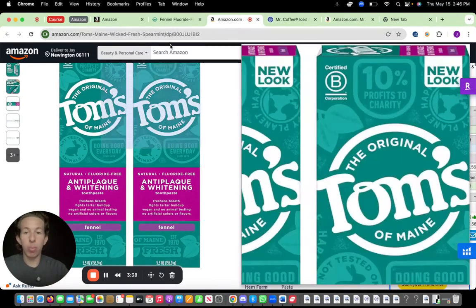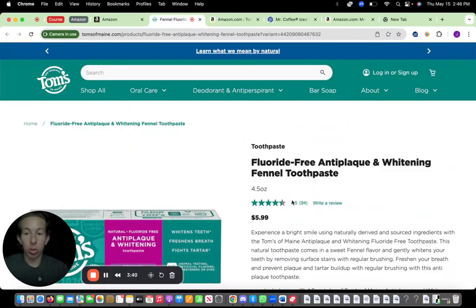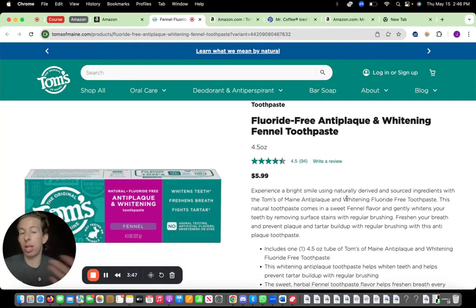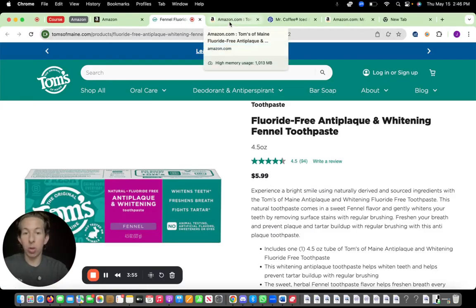So what I'll do is I'll jump right into the source site, which is tomsofmaine.com, which looks like the actual brand's source site, which is always good because you're buying from an authentic supplier, considering you're buying directly from them. So you can see here that the product price is $5.99 for a unit of 1.